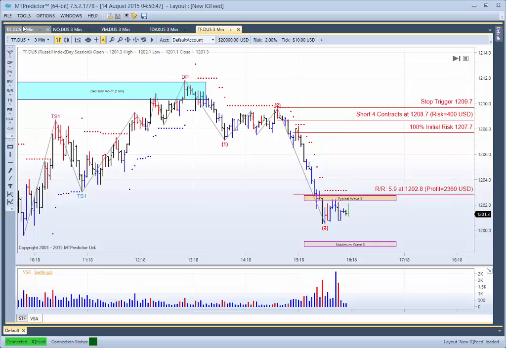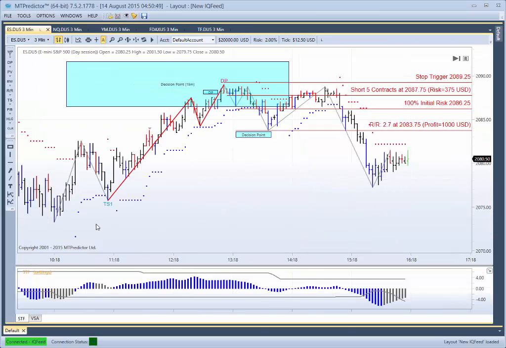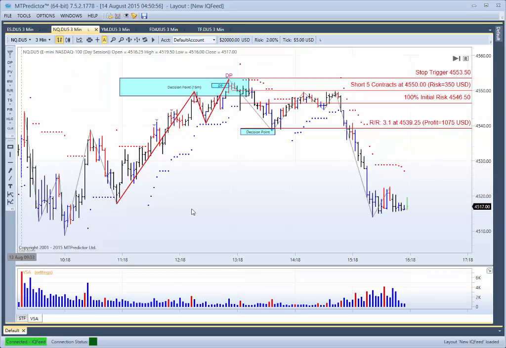But the main one I really want to look at was the ES, where you can see we had a nice TS1 long setup and a nice DP sell from the high of the day, and also very similar on the NQ, where we had another nice DP sell from the high of the day for a nice 3.1R profit. So very nice trades again there on the US minis using MTPredictor, and all set up because of our 15-minute DP. Remember, these are on the chart in advance before the market gets there.